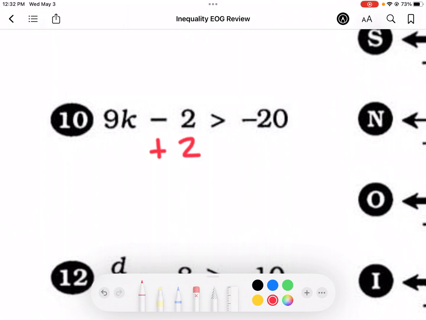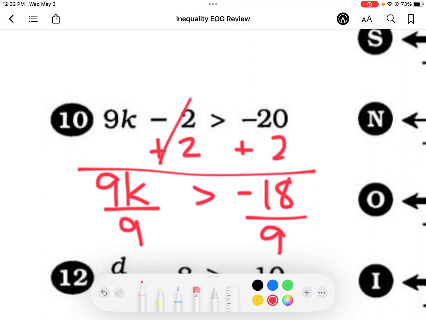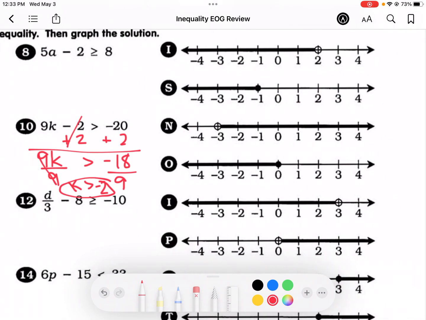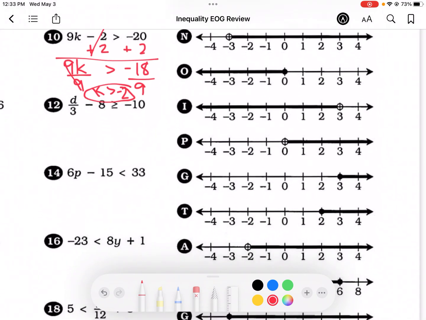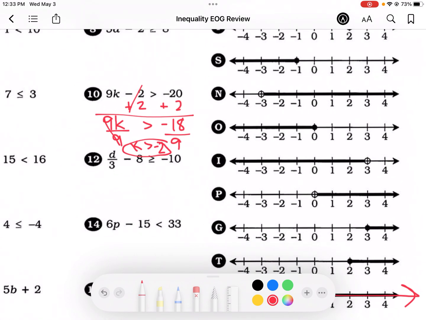You're going to solve each. And because I divided by a positive number, I don't reverse my inequality. So k is greater than -2. So I need an open dot on -2, and it needs to be greater than, so that would be A.